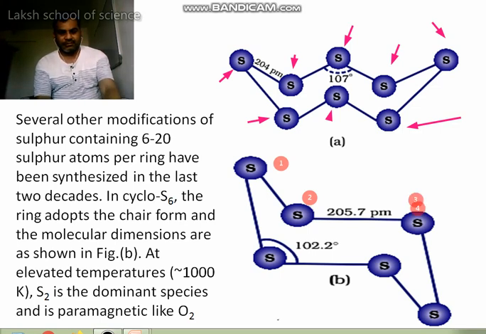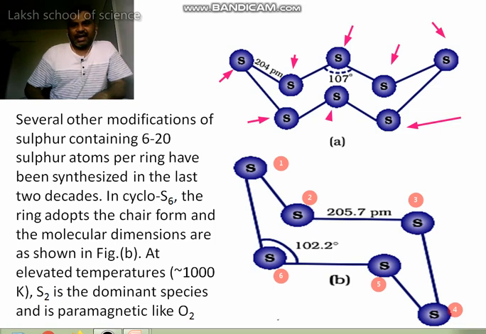You can count here how many molecules there are. See, this is the first, second, third, fourth, 5, 6, 7, 8. Total 8 molecules. So these are the crown structures. They look like a crown, so that's why it is known as crown. Now we will count here also.